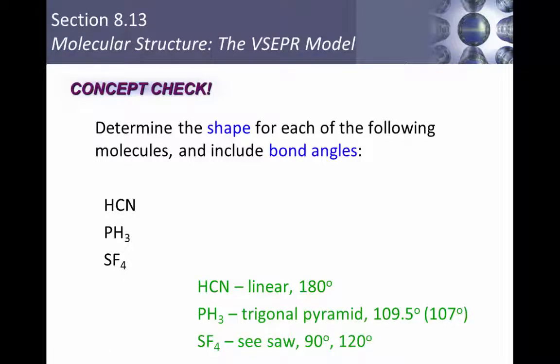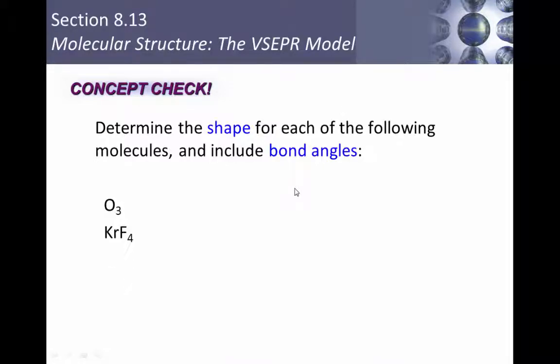Okay, hopefully that went well. Again, I'll insert a clip here now. Okay, another concept check. Can you determine the shape for ozone, O3, and its bond angles, and krypton tetrafluoride, shape and bond angles? Remember, stop the podcast, you try it, and then check your answer.